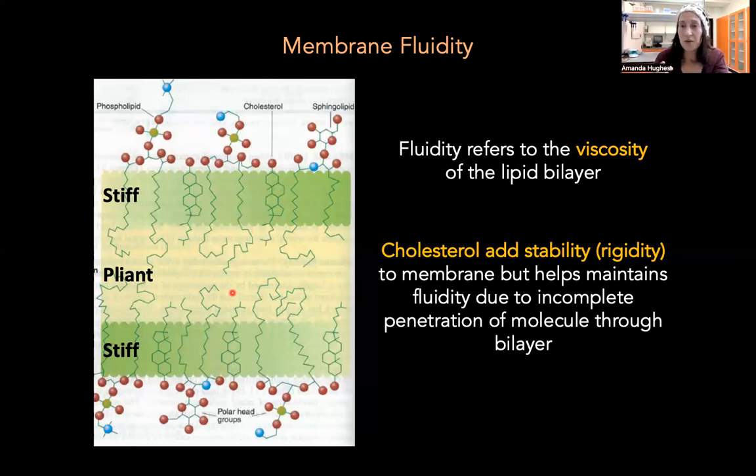But so the more cholesterol you add, the more rigid and stable and stiff your membrane becomes. So you can add too much cholesterol. That could be a thing. You don't want very stiff, rigid membranes, right? You want them to be fluid to some extent.